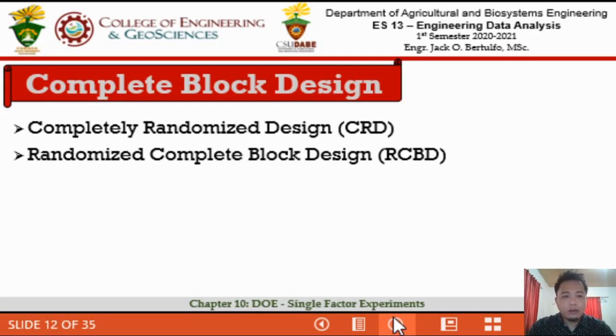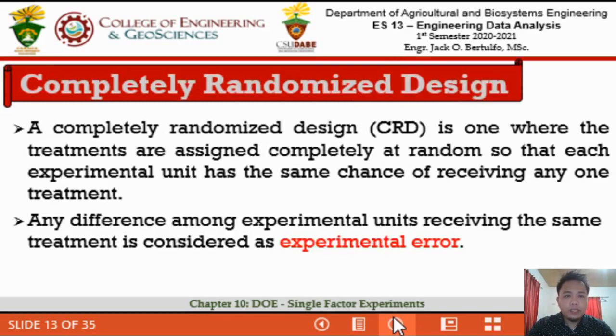First is the completely randomized design, also called the CRD. The second one is the randomized complete block design, or the RCBD. For this video, I will only discuss the completely randomized design, the CRD. So what is a completely randomized design? A CRD is one where the treatments are assigned completely at random, so that each experimental unit has the same chance of receiving any one treatment. Any difference among experimental units receiving the same treatment is considered experimental error.